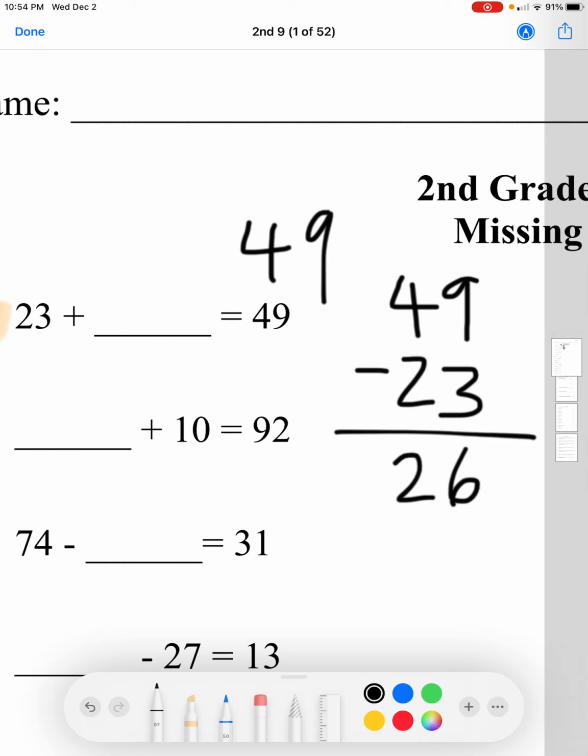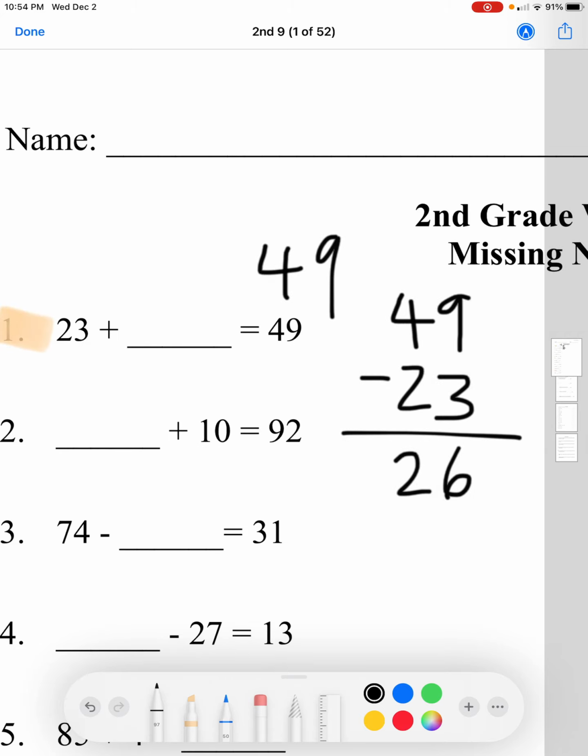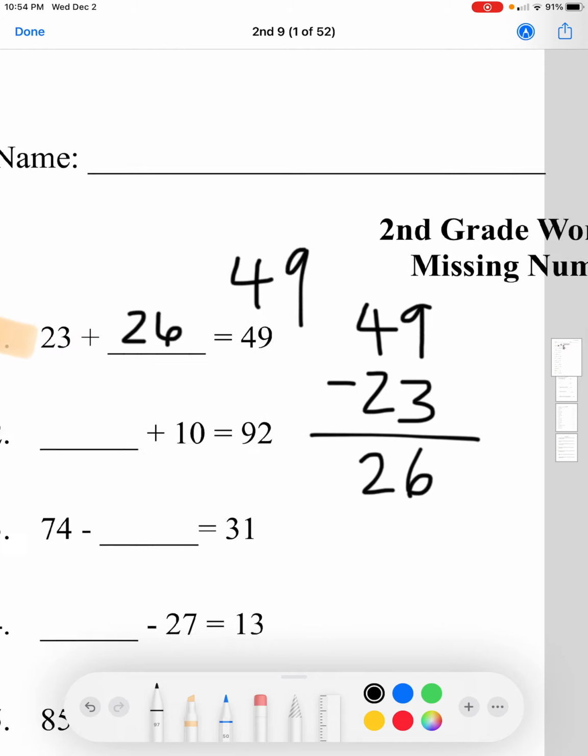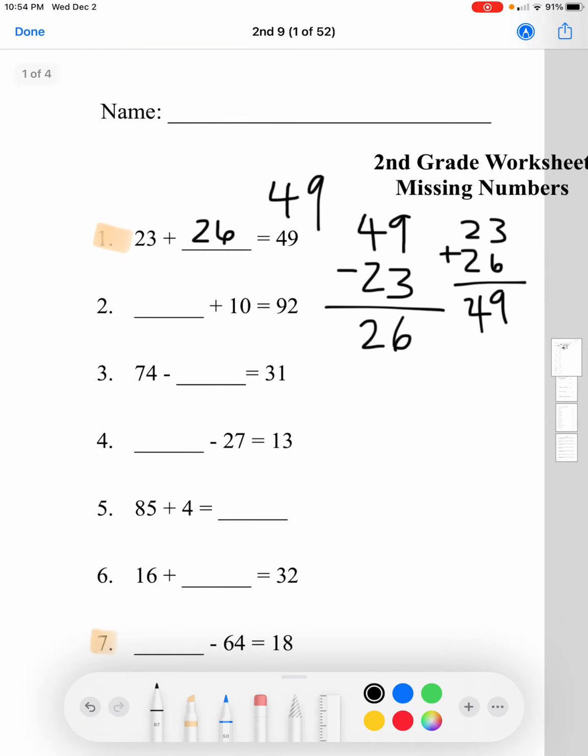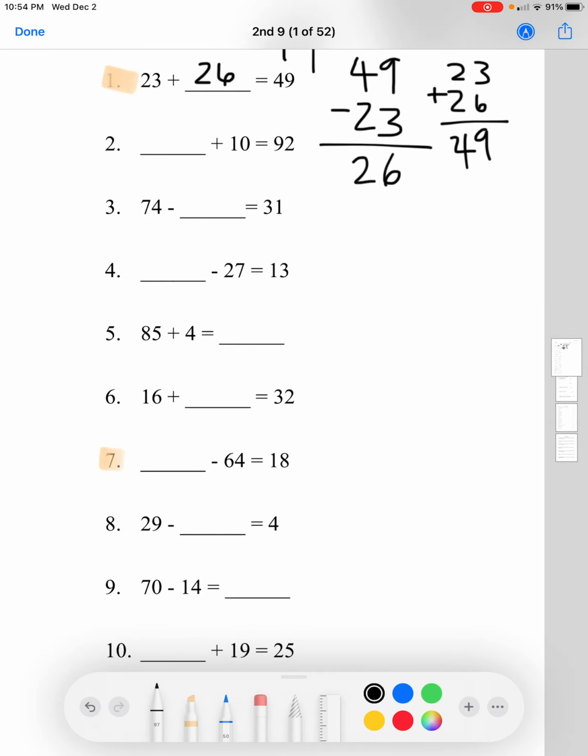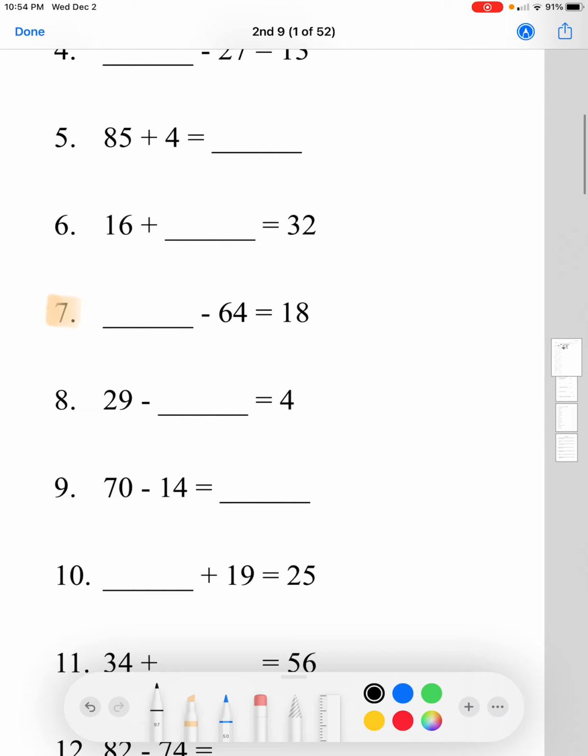So if you're given a question in this format, you're going to be subtracting like this. So the answer is 26. If you go back to the original problem, we have 23 plus 26. 3 plus 6 equals 9. 2 plus 2 equals 4. So yes, it does make sense. It's the correct answer.